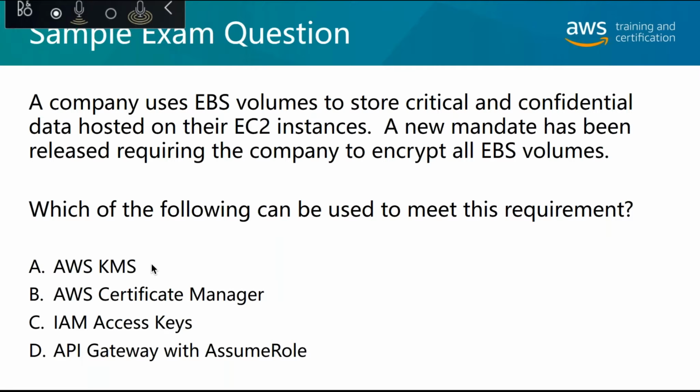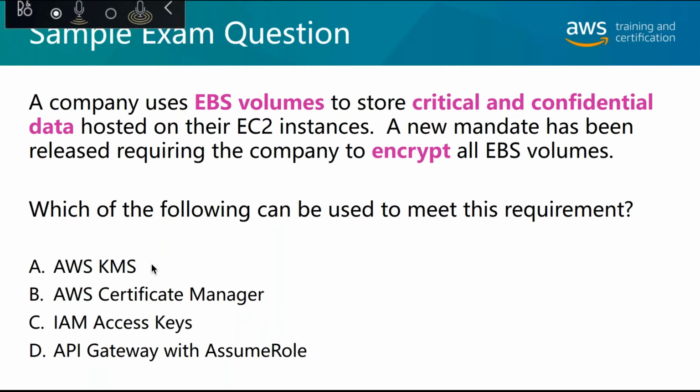So let's take a look at some exam questions. A company uses EBS volumes to store critical and confidential data hosted on their EC2 instance. A new mandate has been released requiring the company to encrypt all EBS volumes. So which of the following can be used to meet this requirement? You have EBS volumes, critical and confidential data, and then I need encryption. So I need to encrypt all EBS volumes.